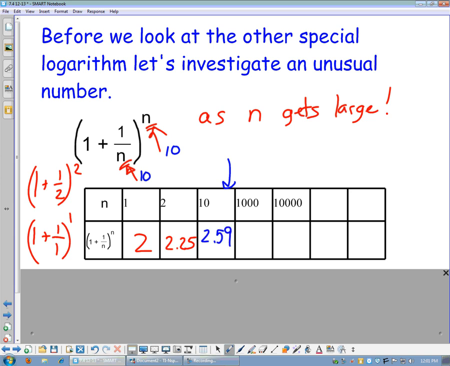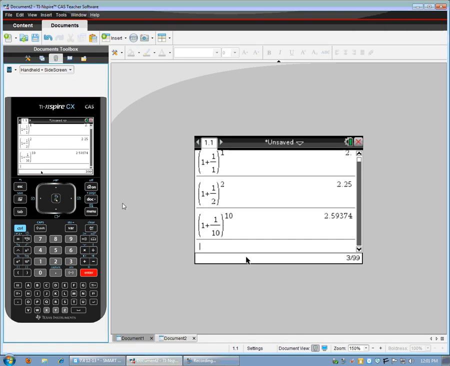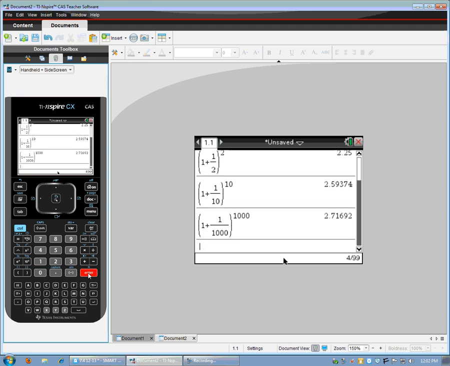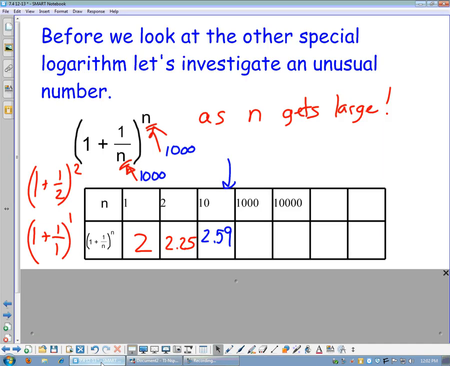2.59. What about if we pick 1,000? If I plug in 1,000 for the n's, do you think our number is going to get really big? What do you think is going to happen? Well, let's try it. I'm doing 2 up clicks again, and I just want to change the tens to 1,000s. And if I do that, what is this number going to be? Oh, it's 2.717 approximately. So let's fill that in, 2.717.